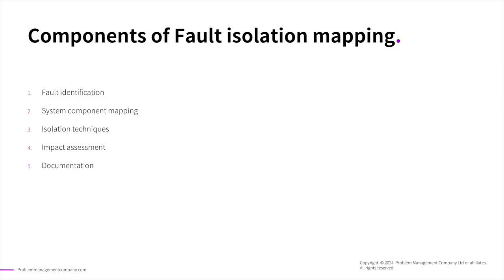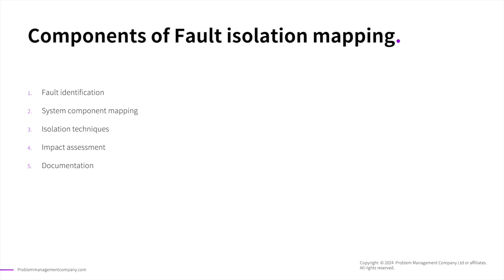Key components of fault isolation mapping. Fault identification. Start by identifying the symptoms of the fault. Determine what part of the system is affected and what specific issues are being observed. System components mapping. Map out all of the relevant components of the system, including hardware, software, network elements, and their interactions. This map serves as the foundation for isolating the fault.